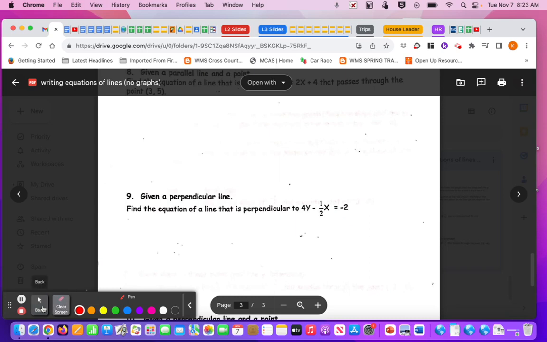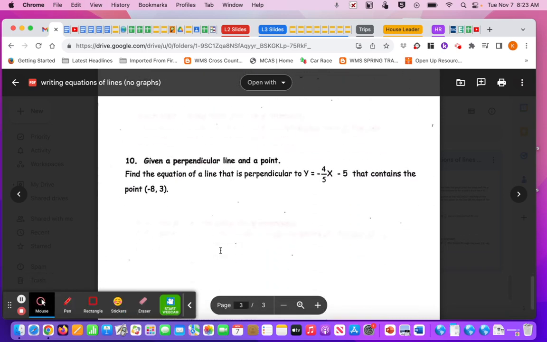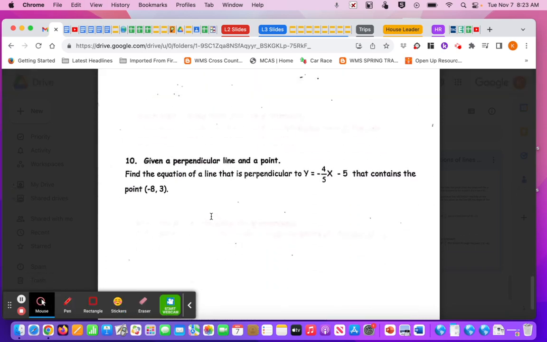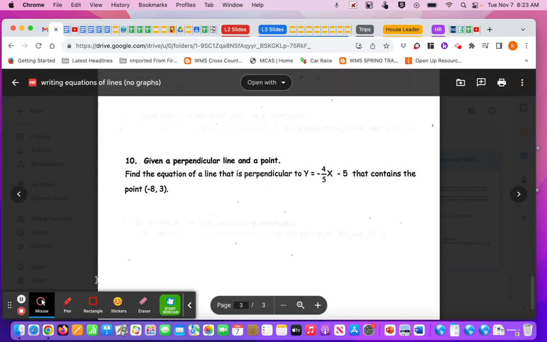And finally, the last one, number 10. This one's a little bit harder, but still the same ideas. If it's going to be perpendicular, and it has to pass through this point, remember we need a slope that is the opposite reciprocal of this. And good news for us, this is already written in slope-intercept form. So we know that the new line that we're going to build is going to have a slope that is the opposite reciprocal of negative 4/5, which is positive 5/4.